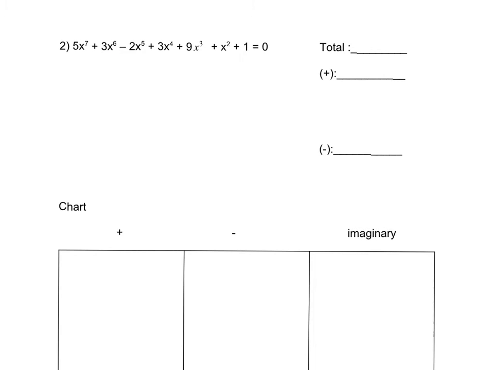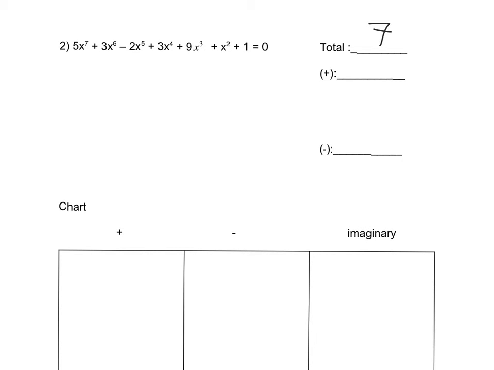Okay, second problem, I'm going to go a little quicker with this one. So my total number of roots is my leading exponent, which in this case is the 7. I got that from the highest exponent. So that is a 7. So there's 7 total roots that I could possibly have.